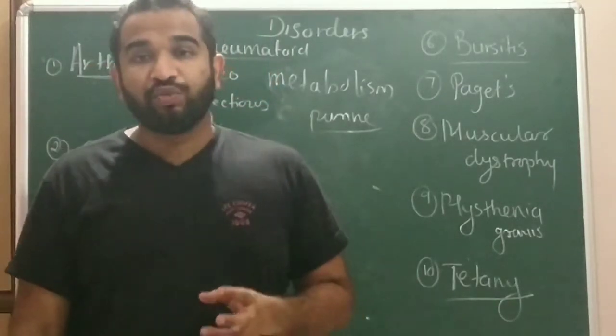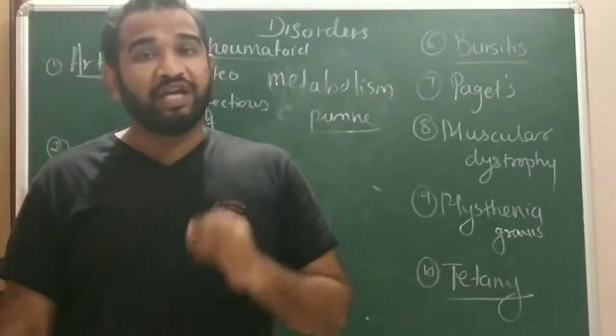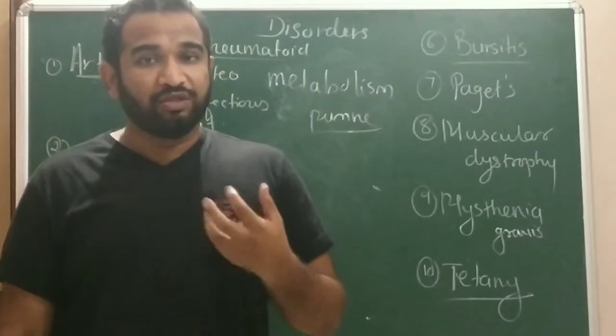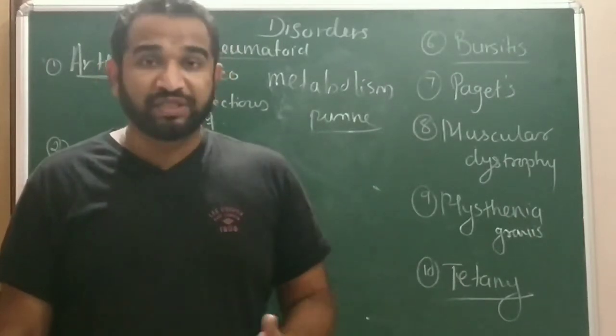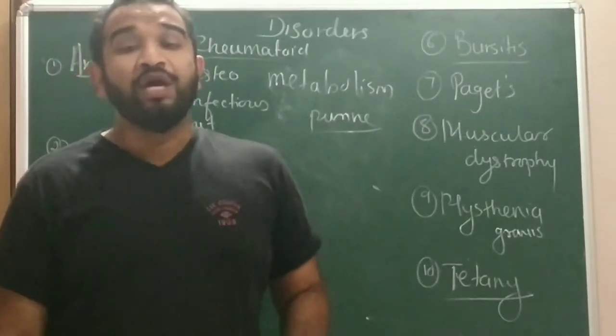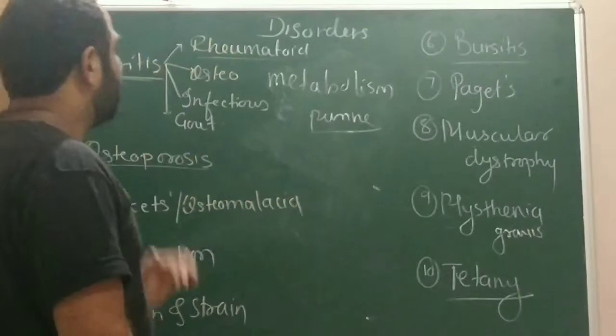The urate salts, when they start accumulating in the kidneys, form kidney stones. So there are also many medicines in the market which the doctors prescribe, by which these urate crystals can be excreted outside the body, by which the gout arthritis can be overcome. So this is about the gout arthritis.